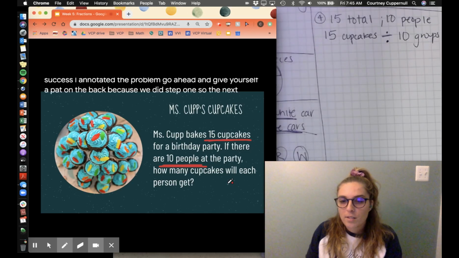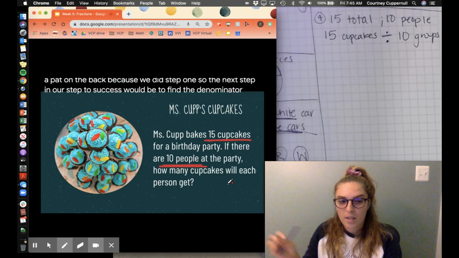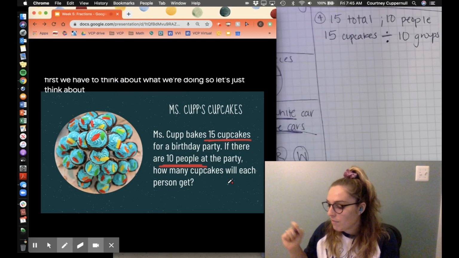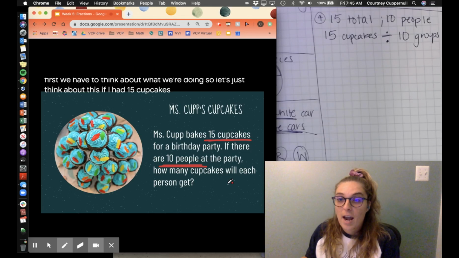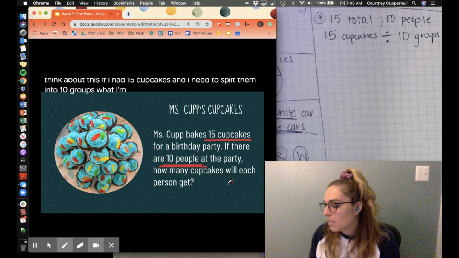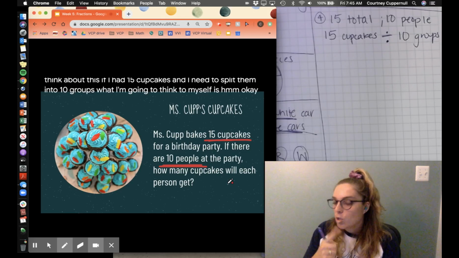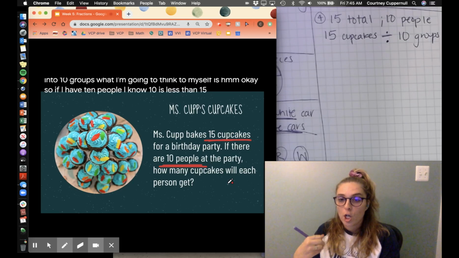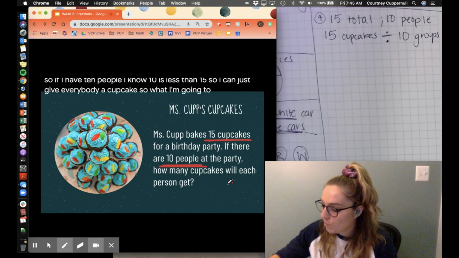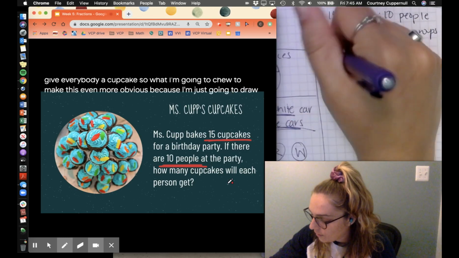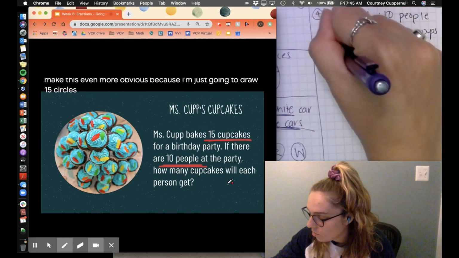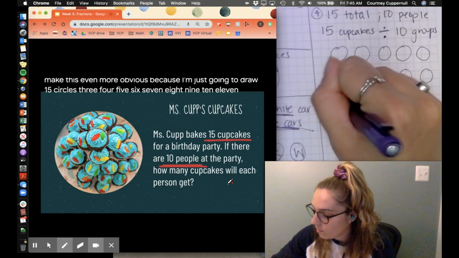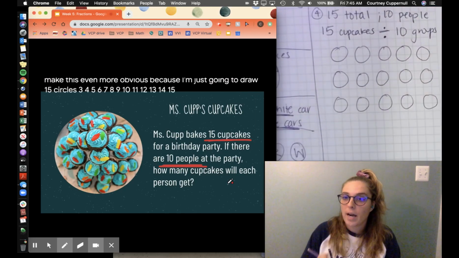So the next step in our steps to success would be to find the denominator. It's a little bit different when we're doing a story problem because first we have to think about what we're doing. So let's just think about this. If I had 15 cupcakes and I need to split them into 10 groups, what I'm going to think to myself is, okay, if I have 10 people, I know 10 is less than 15. So I can just give everybody a cupcake. So what I'm going to do to make this even more obvious is I'm just going to draw 15 circles as my cupcakes. 1, 2, 3, 4, 5, 6, 7, 8, 9, 10, 11, 12, 13, 14, 15. I like to try to put them in groups to see what we can do.